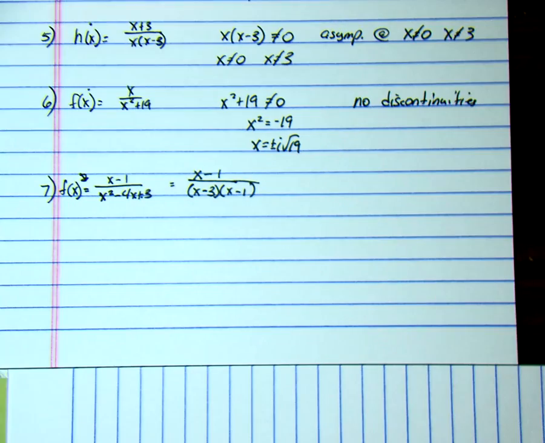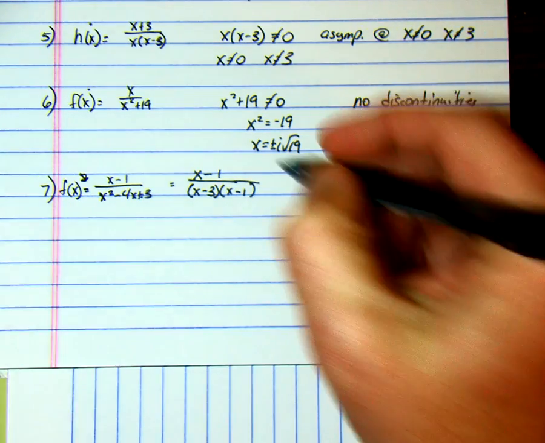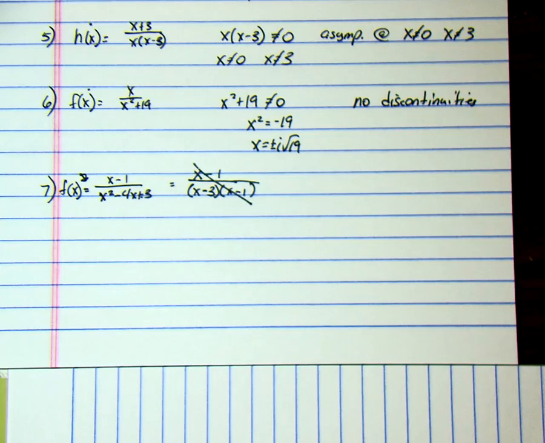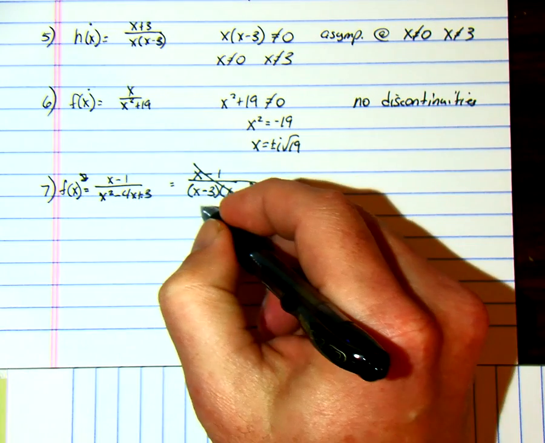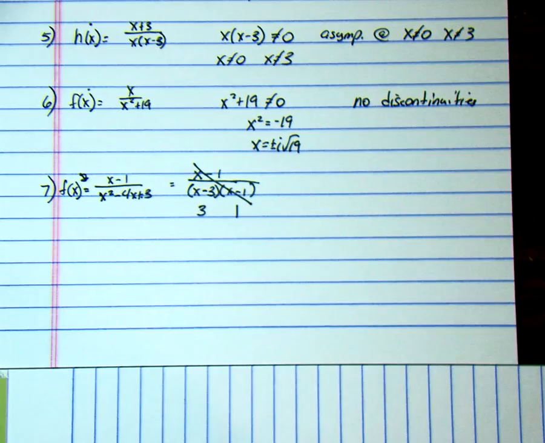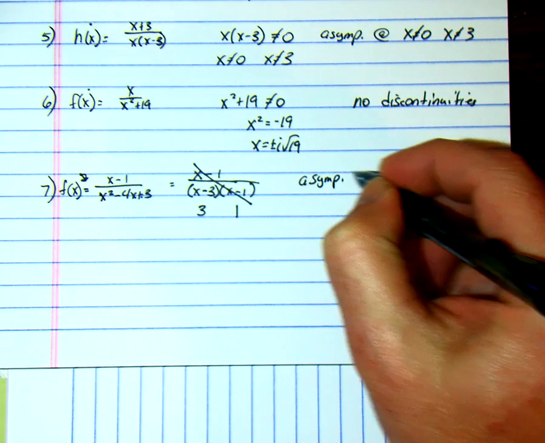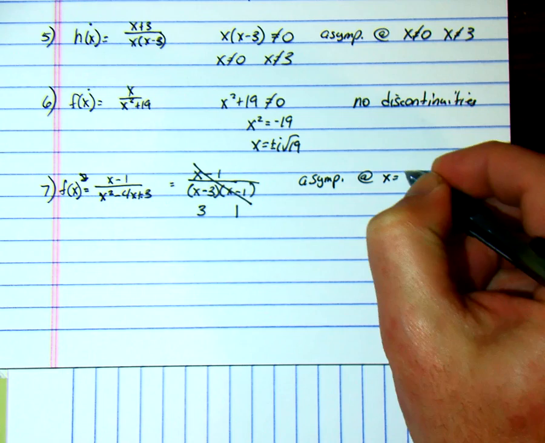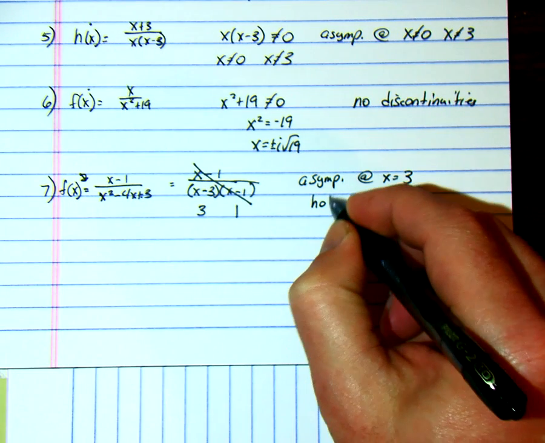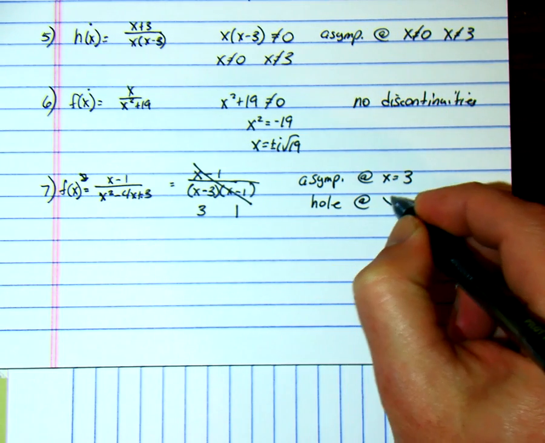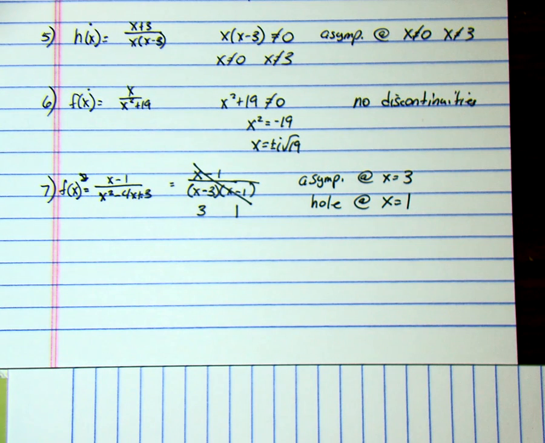So this has both kinds sitting right here, because the x minus 1s cancel. That leaves a 3 and a 1. We're going to have an asymptote at x equals 3 and a hole at x equals 1. Because when we get to the graphing part, it's going to show an asymptote versus a hole.